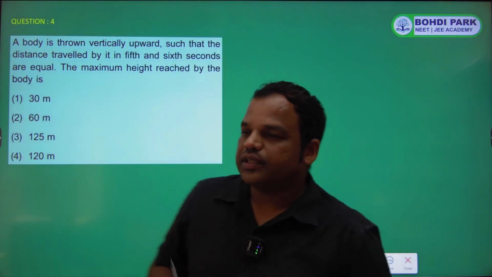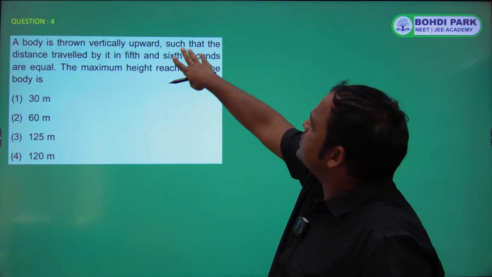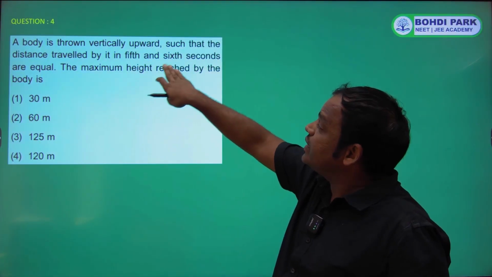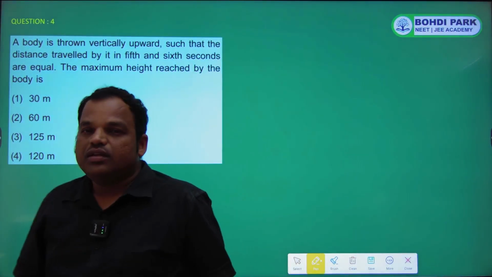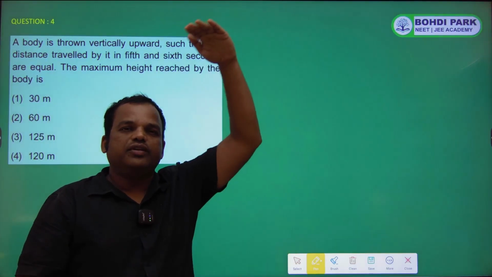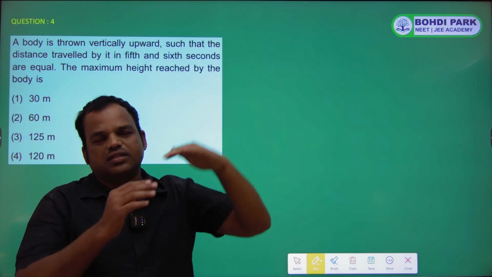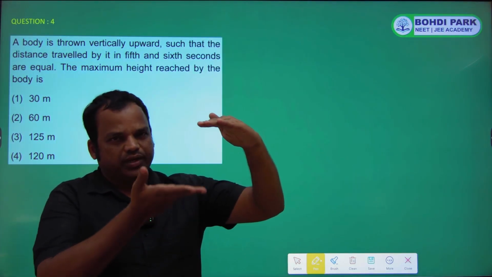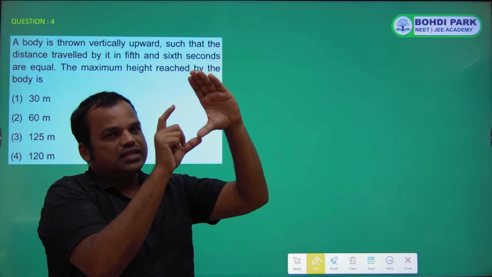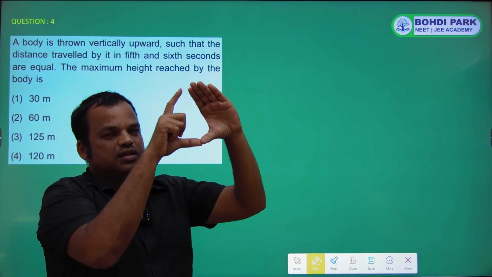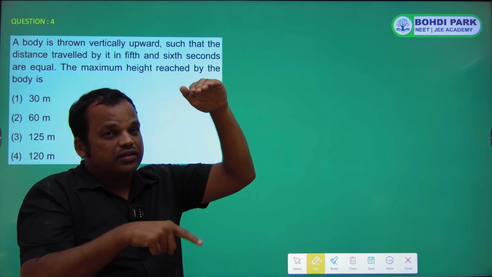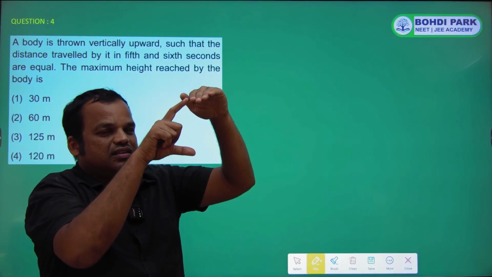Now look at this question. A body is thrown vertically upward such that distance traveled by it in 5th and 6th second are equal. You throw any object in vertically upward direction. Topmost point velocity 0. You just imagine when it is going upward. So during upward motion, the last t seconds distance covered, and when it is coming back from topmost point, the first t seconds, the distance will be same.